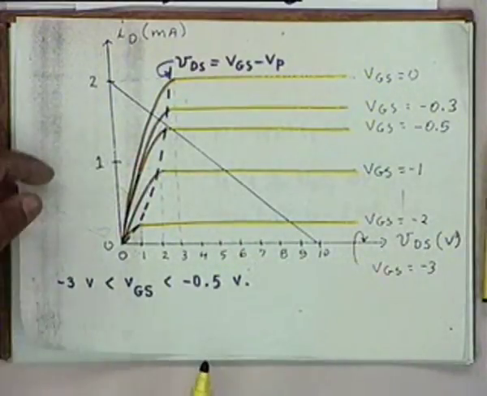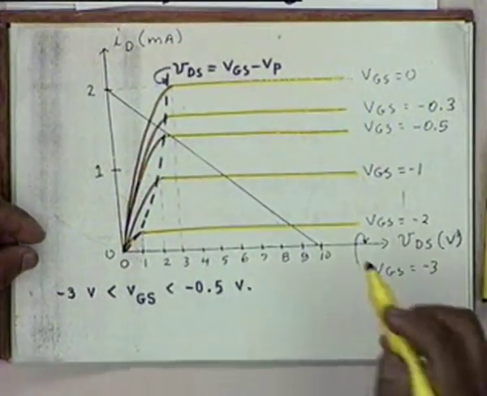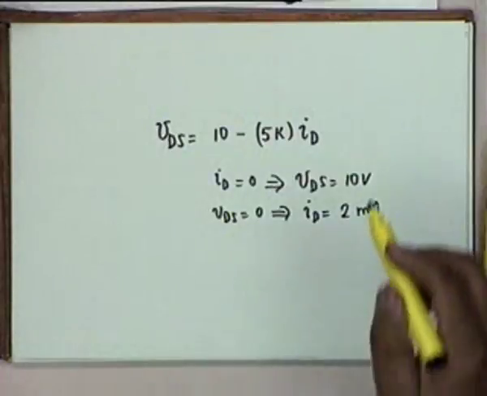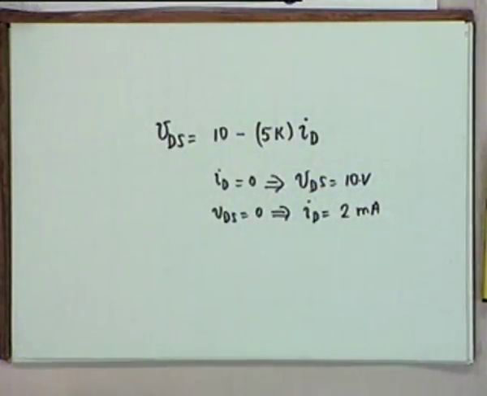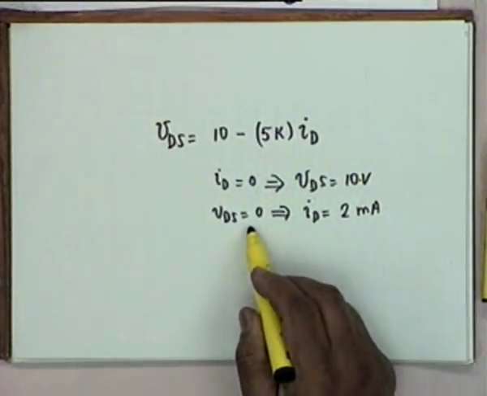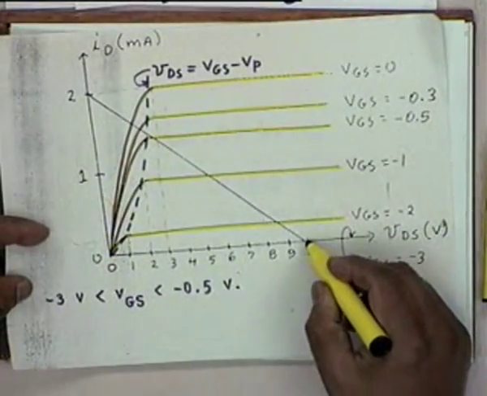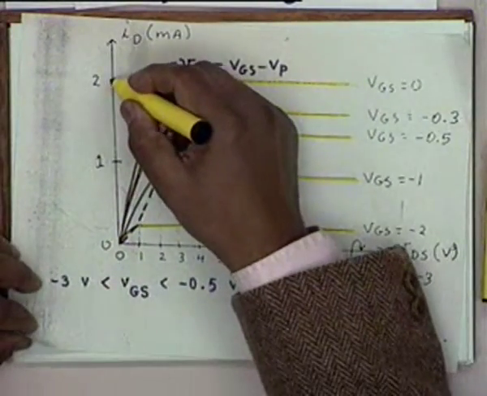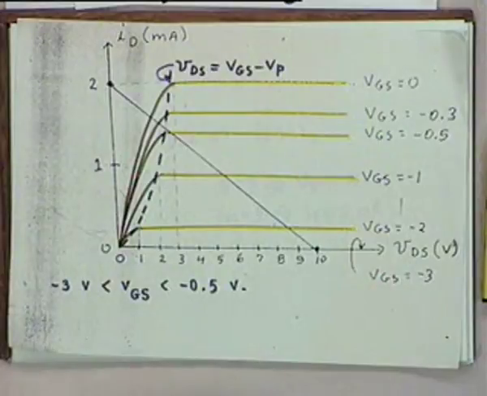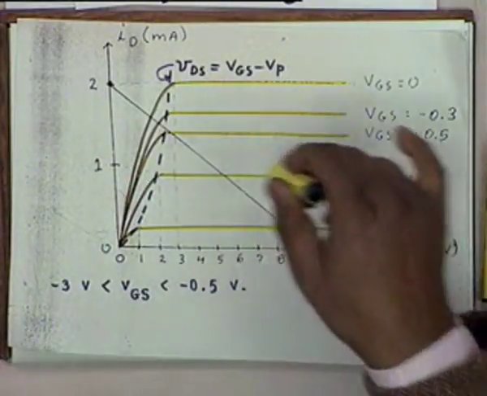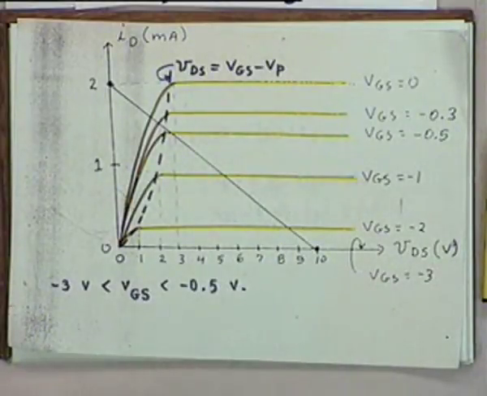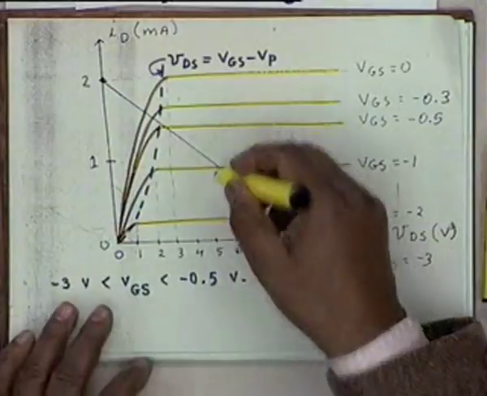Okay, so for the load line there are 2 points, and these are enough. One is 10 volt, 0 milliampere and the other is 0 volt, 2 milliampere. These are the 2 points, this is one and this is the other, so we draw the line. And the Q point should be somewhere here, maybe VGS equal to -1 is a good Q point. Alright, this point is a good Q point.